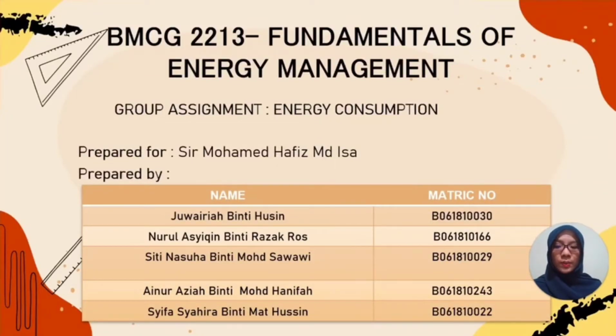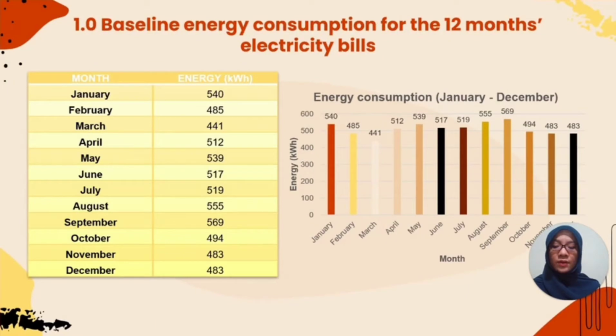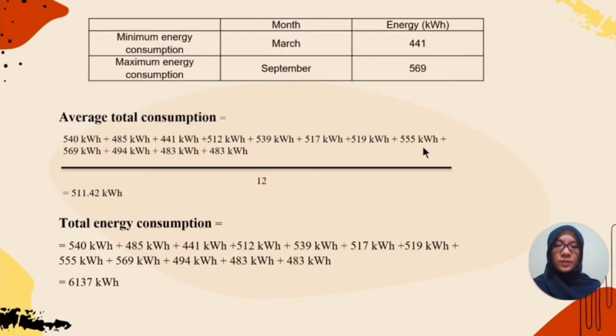My group and I would like to present our group assignment for the subject Fundamentals of Energy Management. We already selected one of our team member's houses to calculate the energy consumption. Here is the baseline for the 12-month electricity bills. We can see from January until December, the energy consumption is very inconsistent. And here we can see the graph of energy consumption, which shows very high and low consumption.